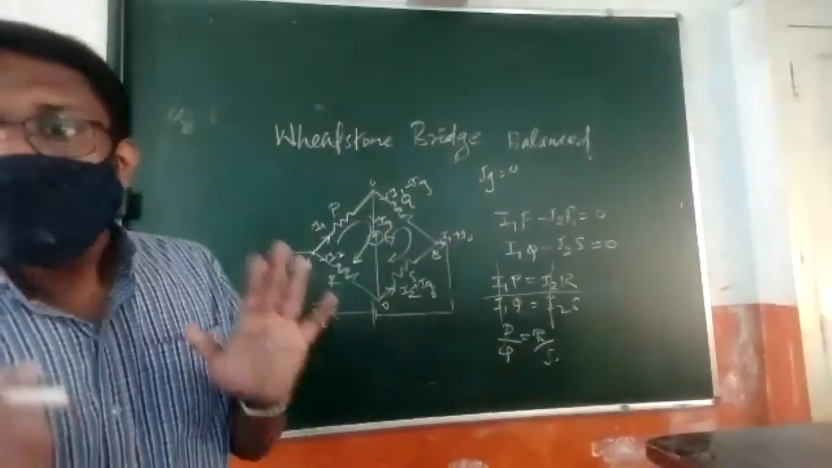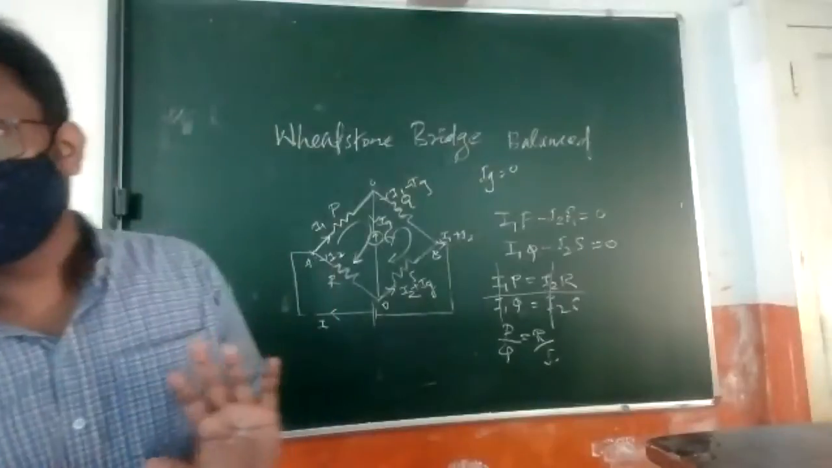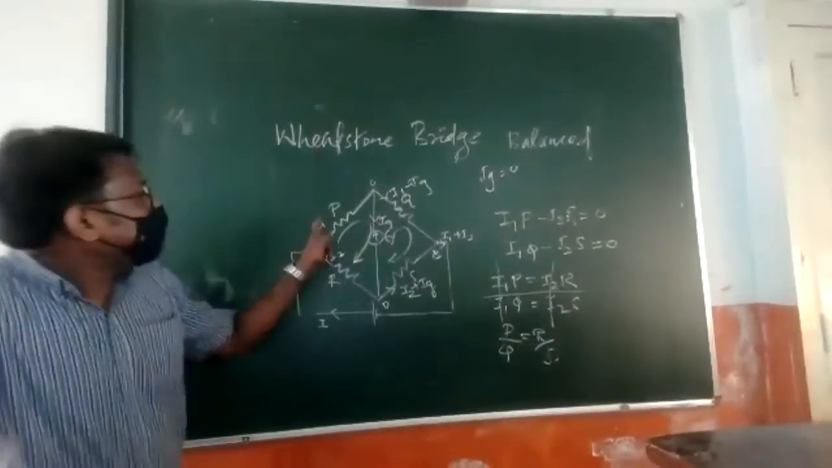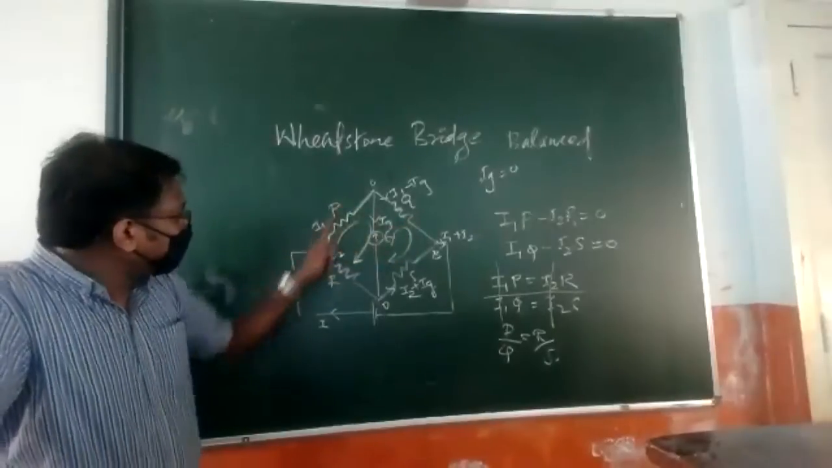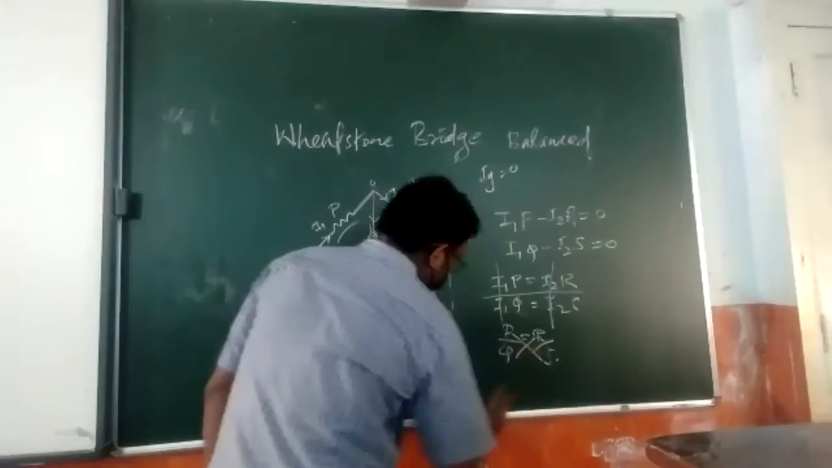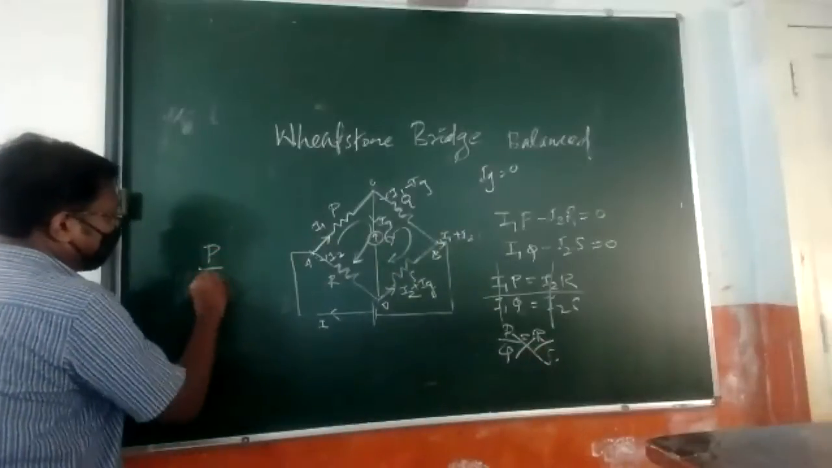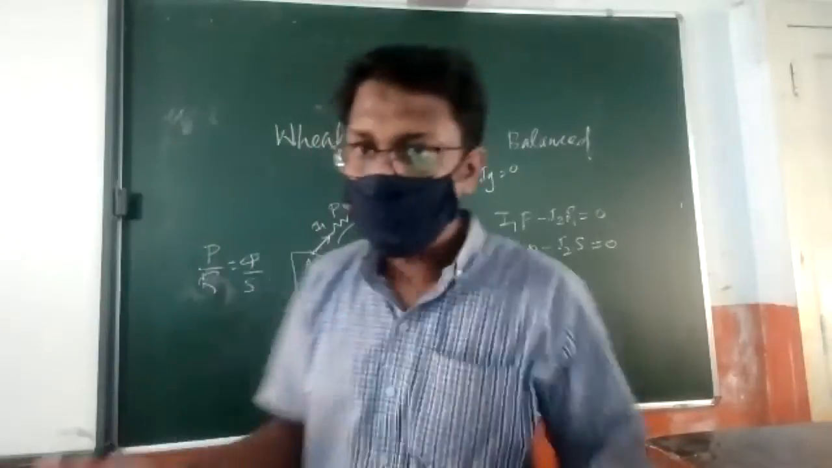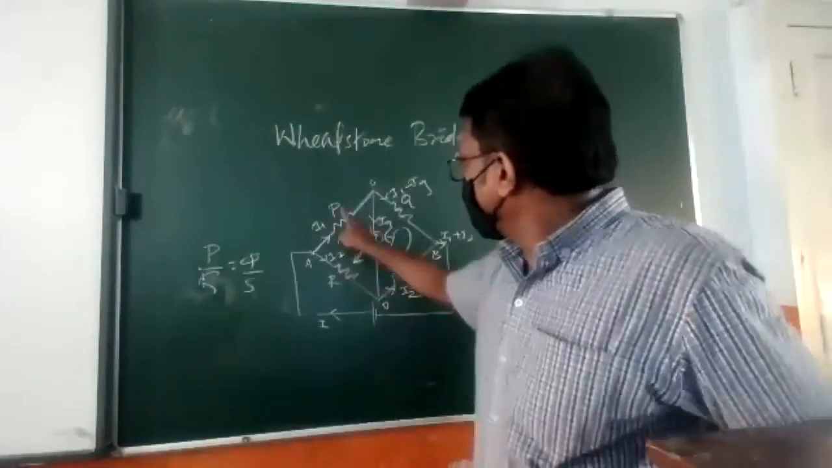See, how did you get this equation? P by Q is equal to R by S. Or you can write P by R is equal to Q by S. See, P by R is equal to Q by S. So we can write that P by R is equal to Q by S. Same ratio. What is P by R?